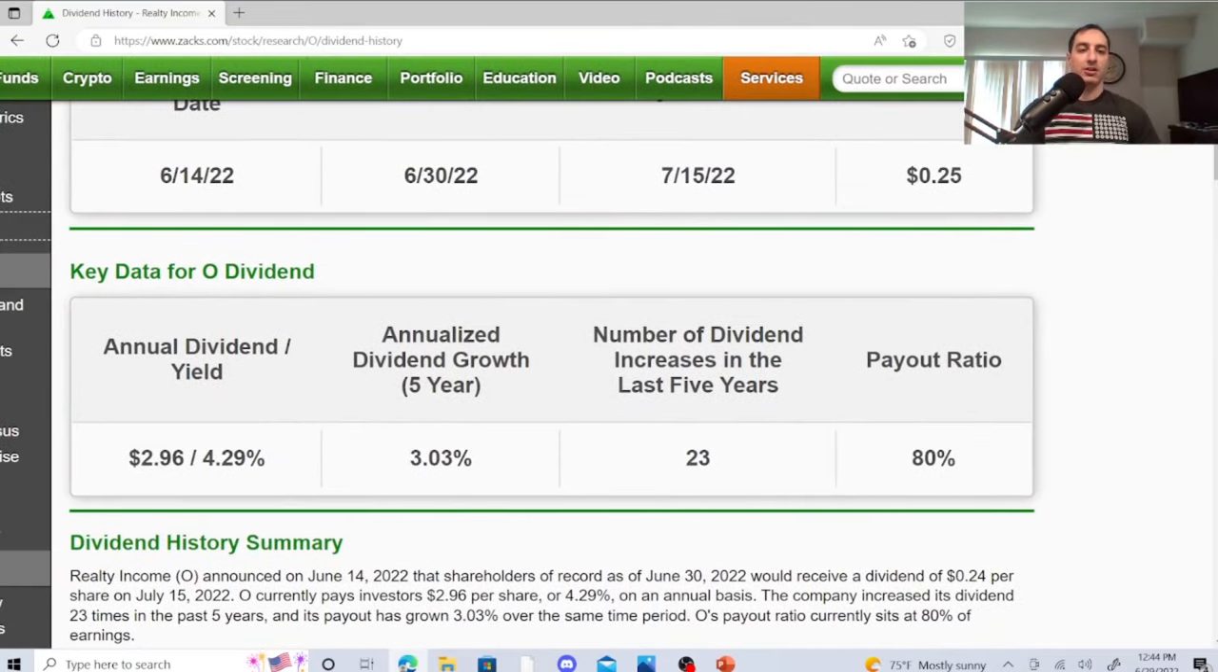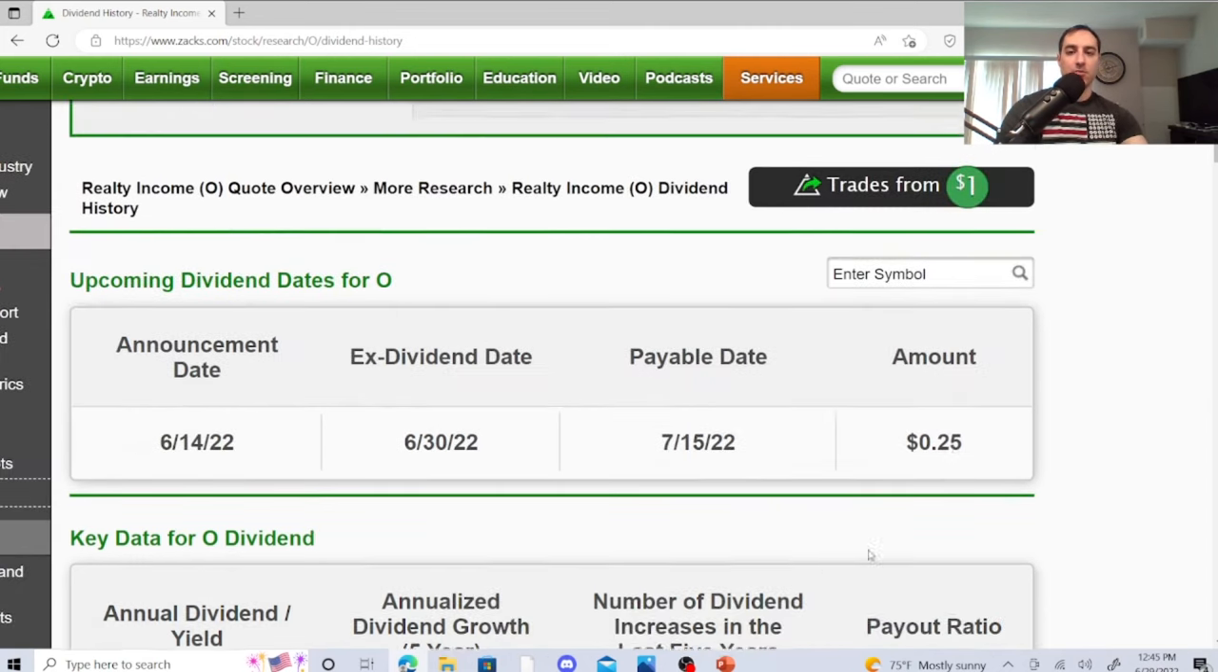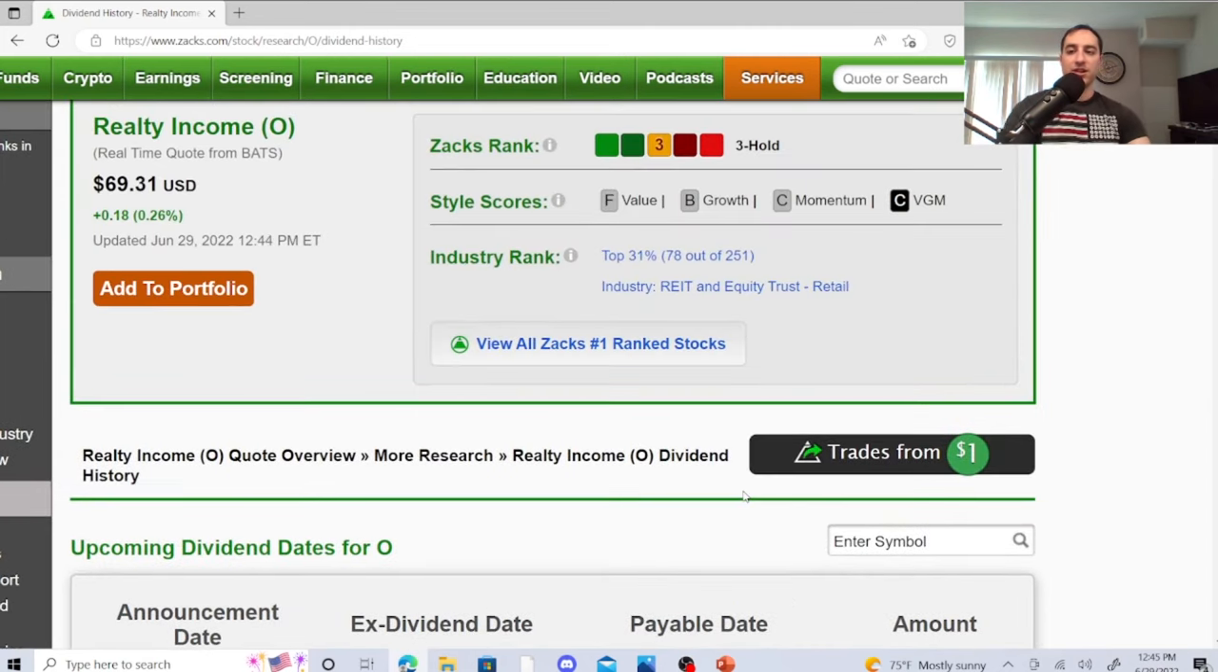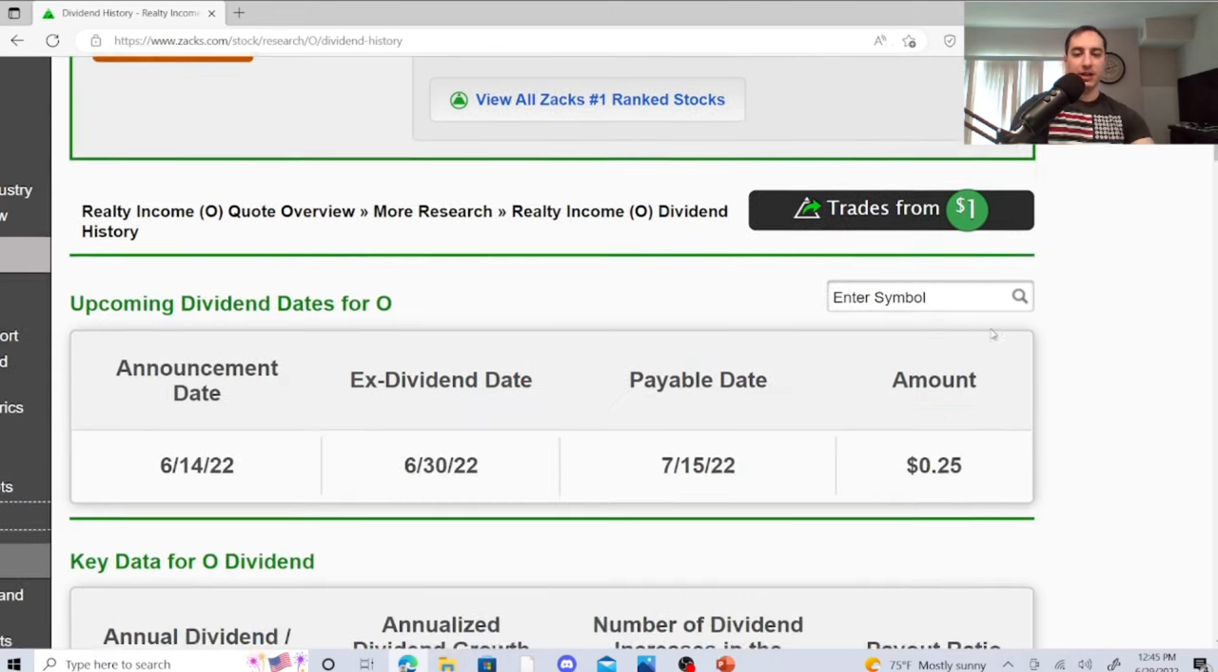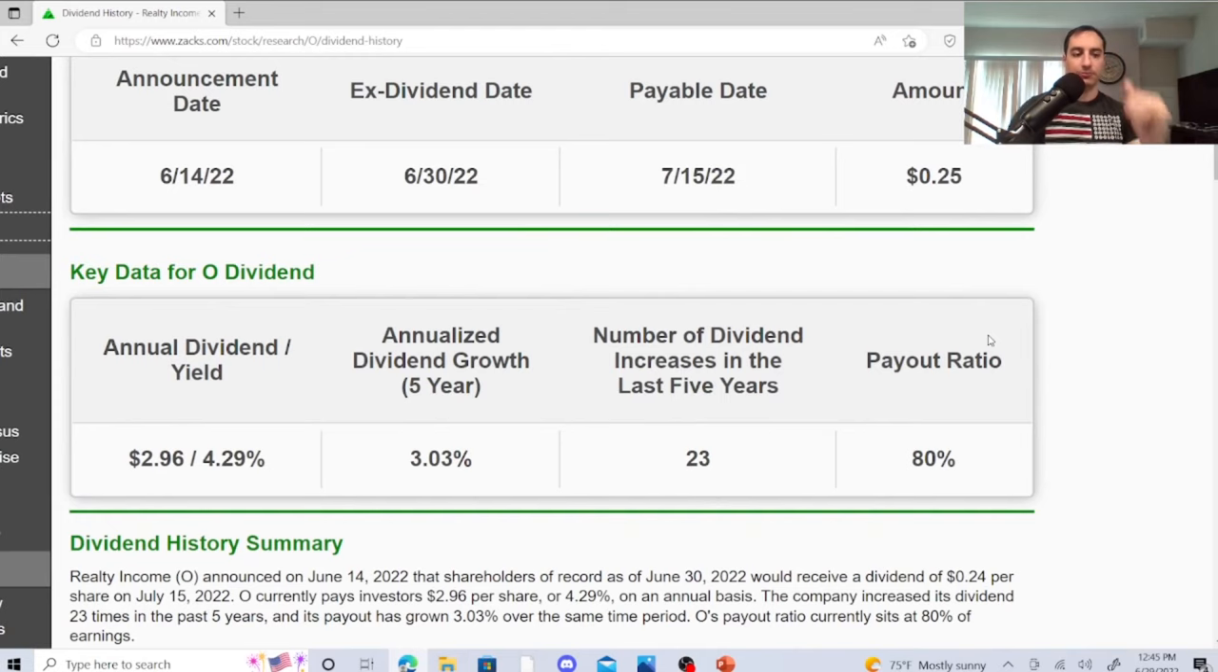Now, the payout ratio is 80%. That's a real estate investment trust. It may have a lower yield, but look at these hikes over time with these guys. Now, the price is $69.31. So if you manage to buy an extra $40 of Realty Income, you're getting consistency.